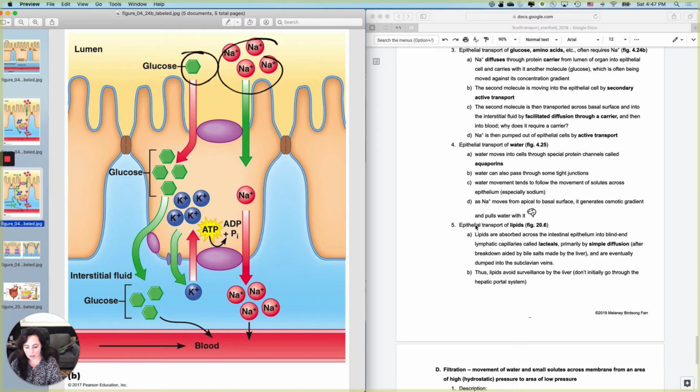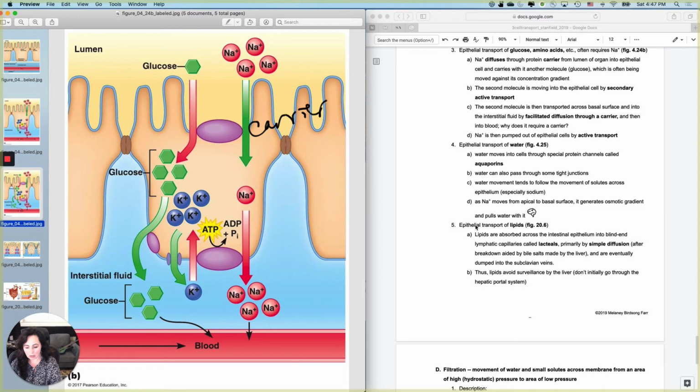It's going to move in at the same time as sodium. What kind of protein is this? Is this a channel? Is it a carrier? Is it a pump? It is a carrier. And although it doesn't show it very well in this picture, it has a binding site for sodium and a binding site for glucose. And when they are both bound, it will move them both in, okay?